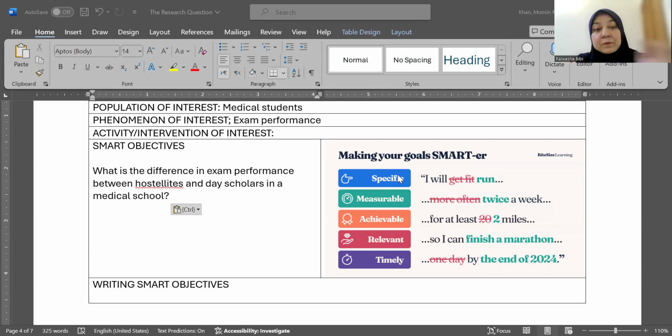Okay. Right now, we are on SMART objectives. How many of you have heard the term SMART objectives?